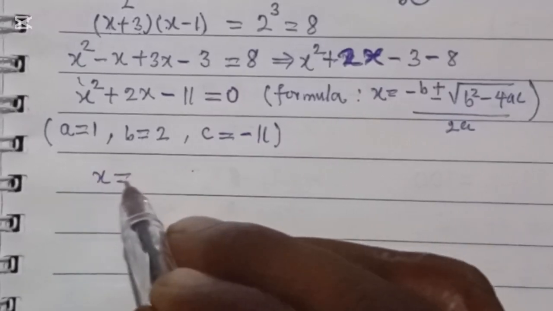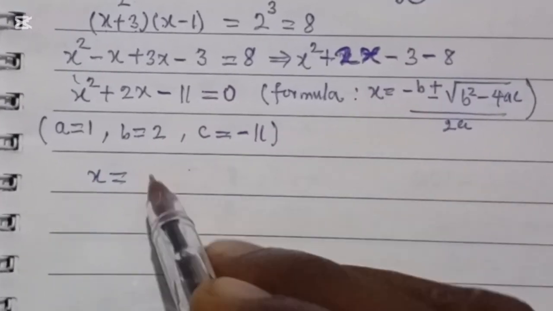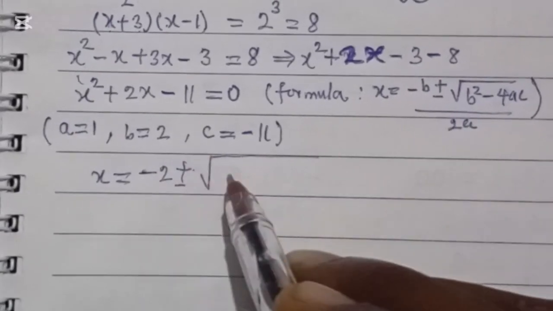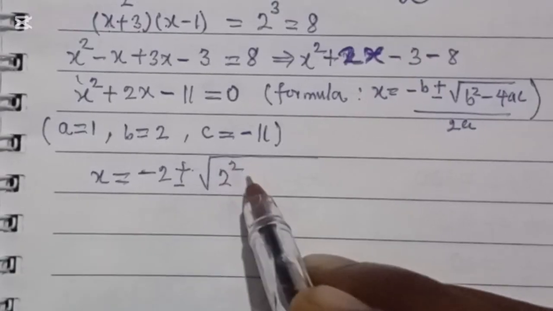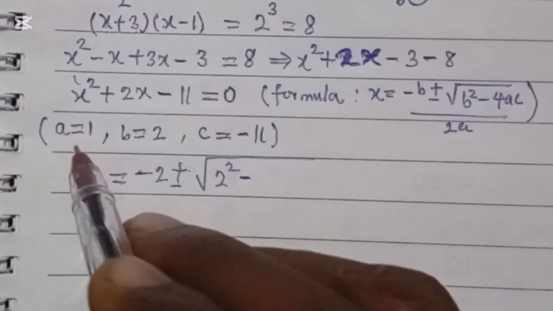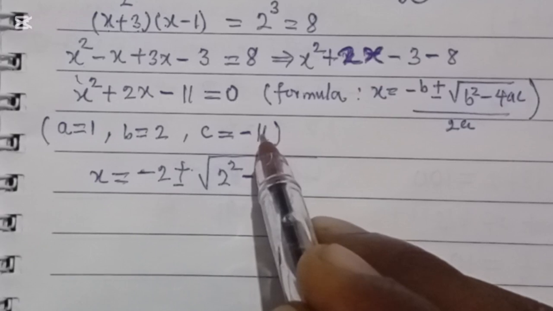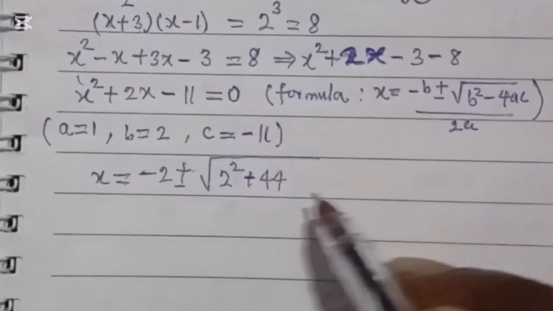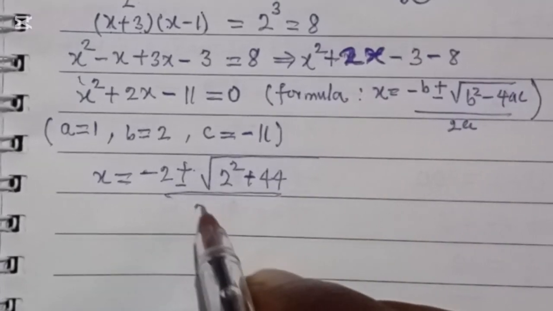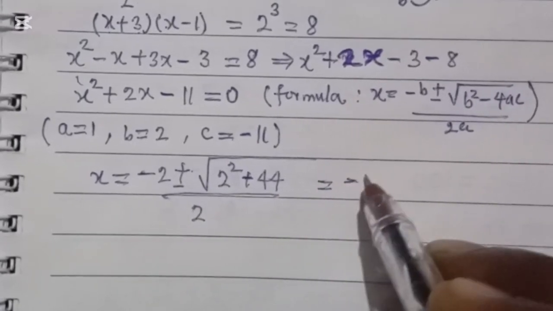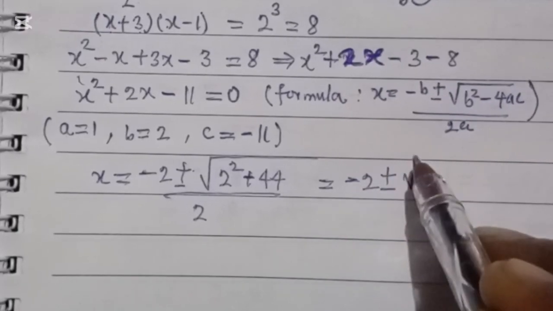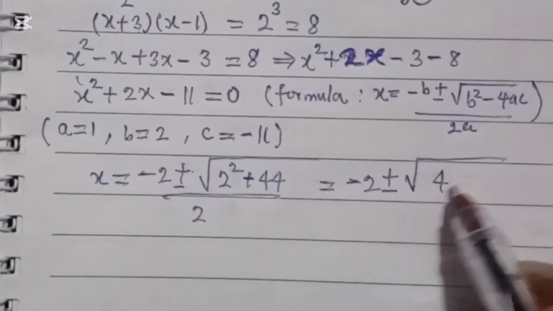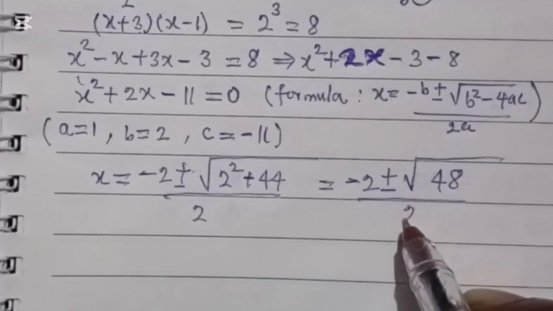So let's do that together. Minus b becomes minus 2, plus or minus the square root of b squared, which is 2 squared, minus 4 times a times c, that is 4 times 1 times minus 11, which gives us plus 44. 4 times 11 is 44, over 2a, which is 2 times 1. So that will be minus 2 plus or minus the square root of 2 squared, which is 4, plus 44, which is 48, over 2.